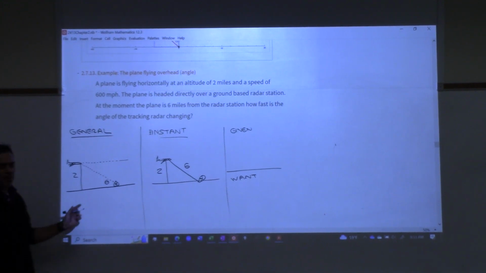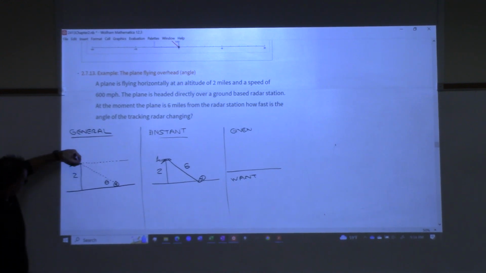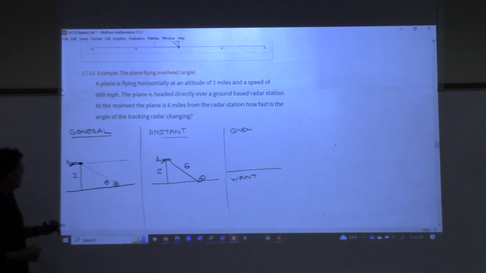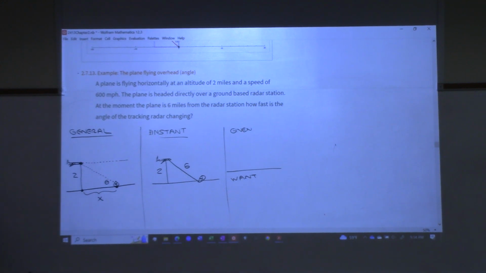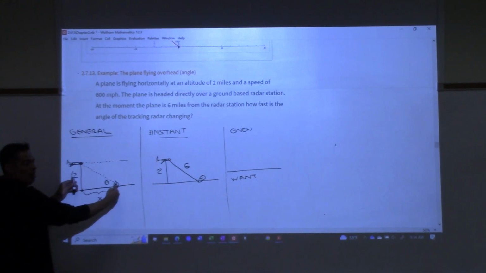Remember, y'all had a little bit of trouble with this when we did this before spring break, figuring out what the 600 miles per hour is, like what variable is changing. So let's look at it this way. If you look at this plane as a point, that point's moving that way at 600 miles per hour. Let's imagine the distance from here to here. Let's call this distance x. So straight down from the plane to the radar station, that distance, let's call it x.